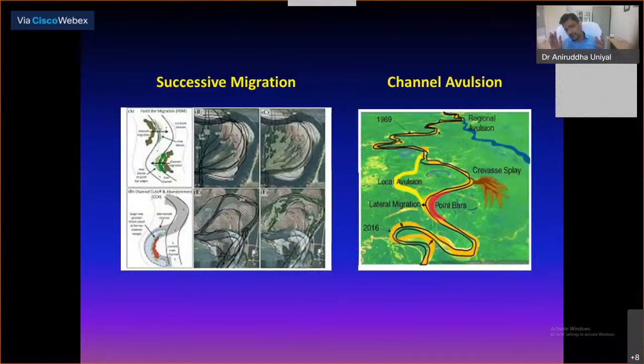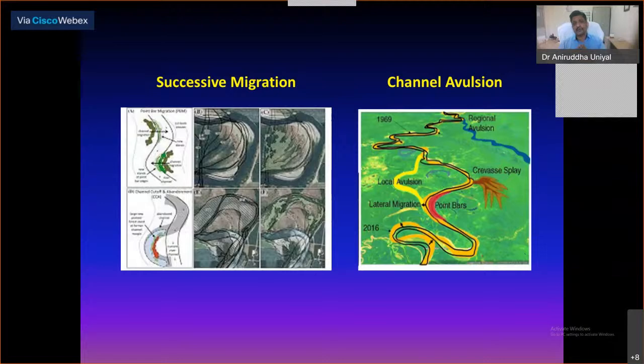Now, when we talk about channel migration or bank line shift of rivers, what is it all about? Rivers generally move in two ways, and they have three stages. When a river flows through hill regions, it is in its early stage of evolution, called the youthful stage, where it forms gorges, the valleys are narrow, the valley walls are steeper, the channel is more or less straight, except in the areas which are tectonically controlled.